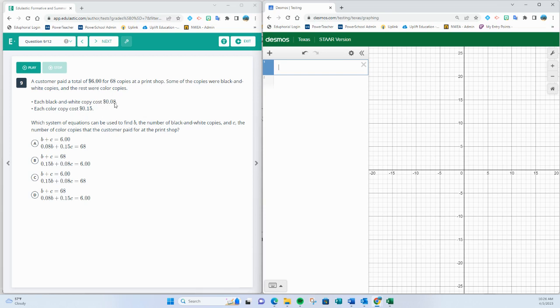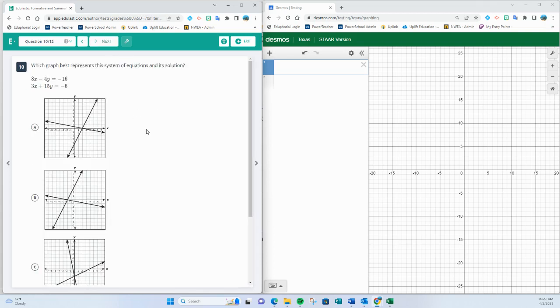So I need to have the cost of black and white, where B is black and white, so 0.08 for B, and then 15 cents for C, equals $6. Whereas the black and white copies and the color combined is going to be 68. So we're mainly trying to make sure we match. Money needs to all go with money, and then the items need to all go with the items. We also really want to make sure that we know that B is for black and white, 0.08, and C is for color copies, 0.15.